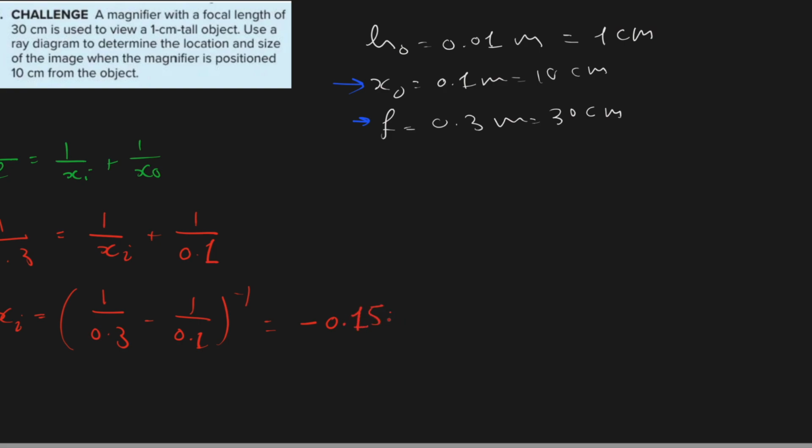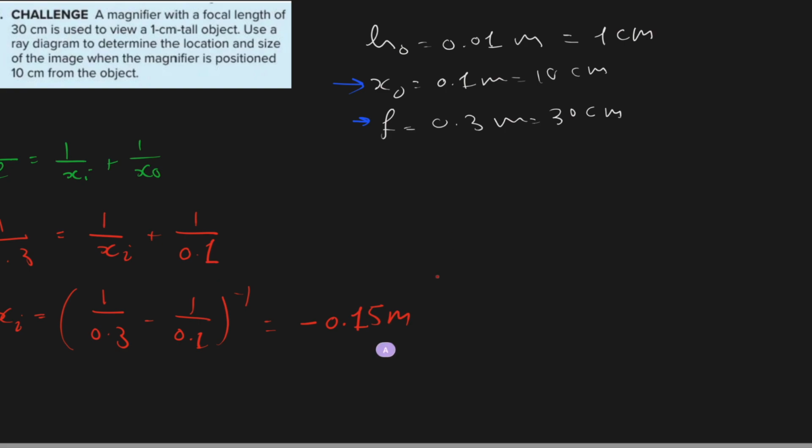0.15 meters. Okay, so this is the answer for xi. This is the distance of the image, and we know based on that that it is upside down, and on the other side it will be on the other side of the lens, so it's a real image.